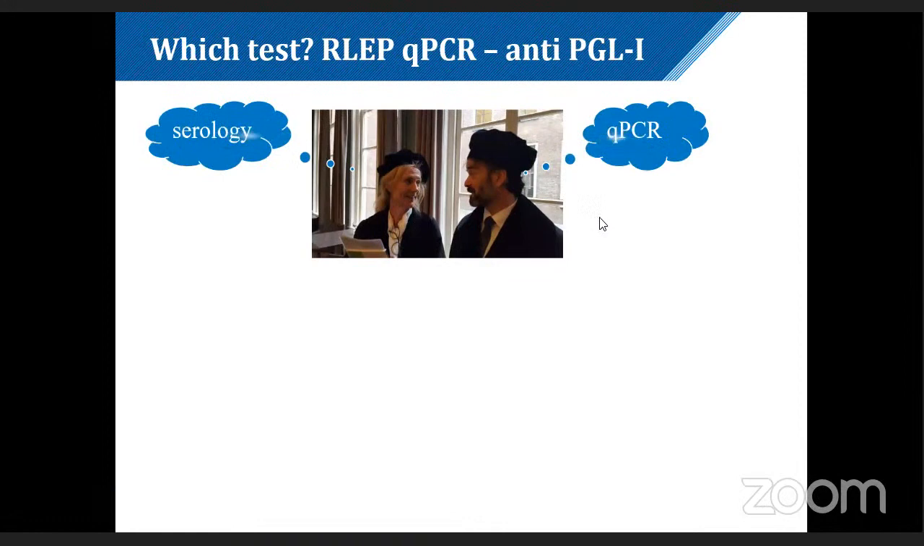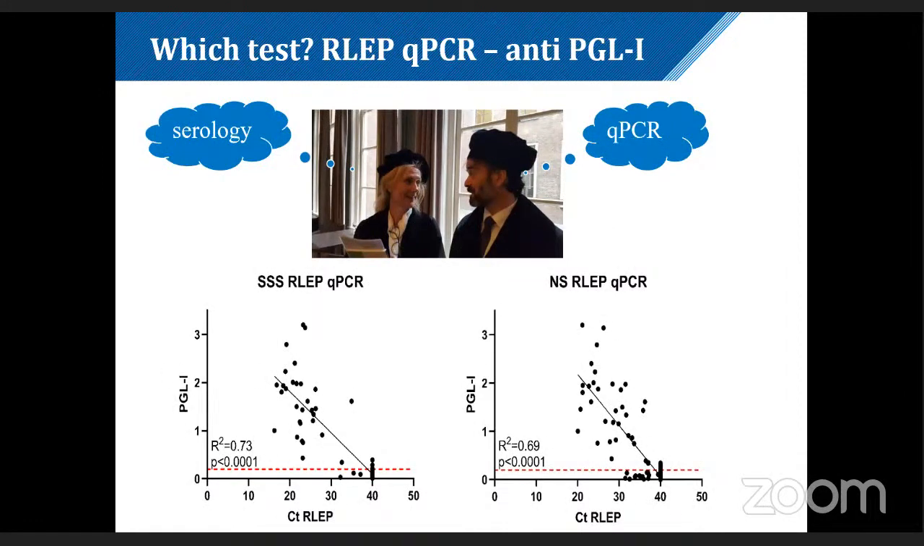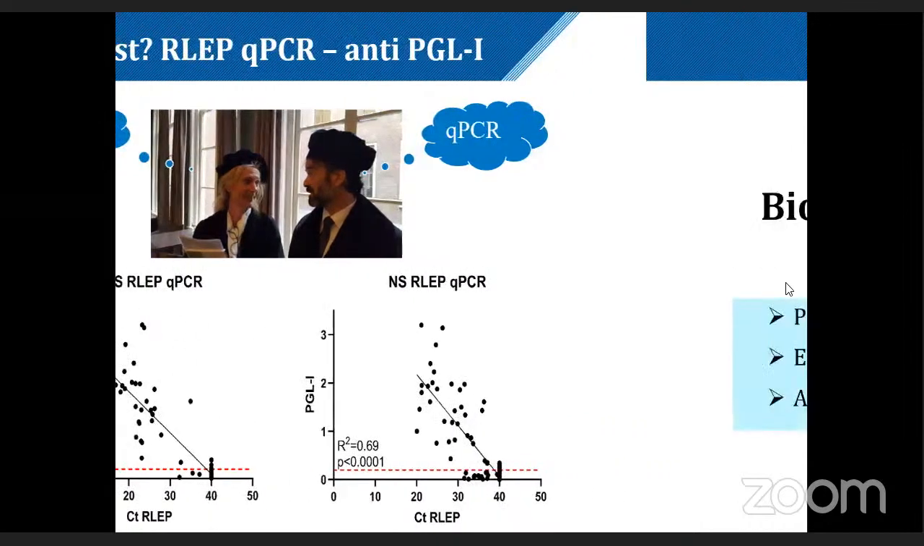So I have been discussing this with some Brazilian researchers in this field. So Milton Moraes, as you can see here, has spent a lot of research into qPCR testing. And actually, to identify individuals who are infected, the RLEP qPCR and anti-PGL1 antibodies correlate a lot. So actually there is a big deal of overlap. And this indicates that the research circumstances or laboratory preferences may decide which test to use, but they both provide similar data. They can identify individuals infected with Mycobacterium leprae.